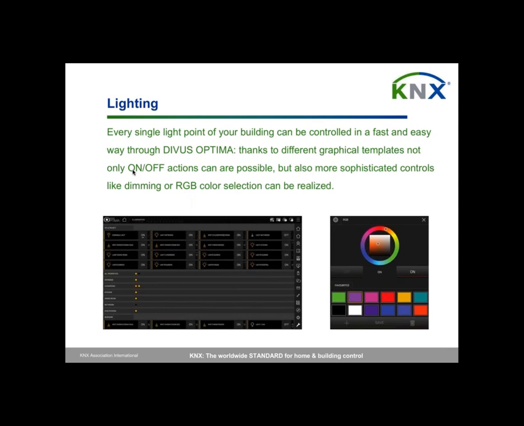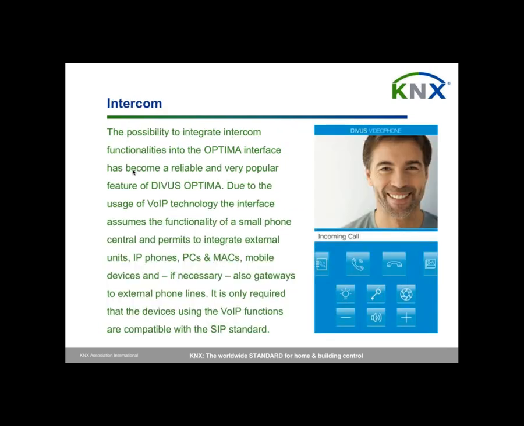So we can control the light and we get the status of the light, but not just on, off, and dimming, we can also control RGBs, for example. Nowadays it is very common to have RGBW LED strips, so we can control them from our touch panel. Intercom, we can integrate the already existing intercom in the house into the touch panel. So only one touch panel for controlling everything in the house.